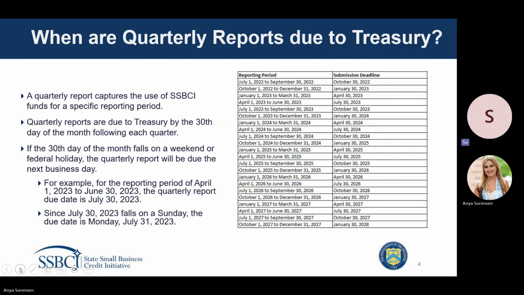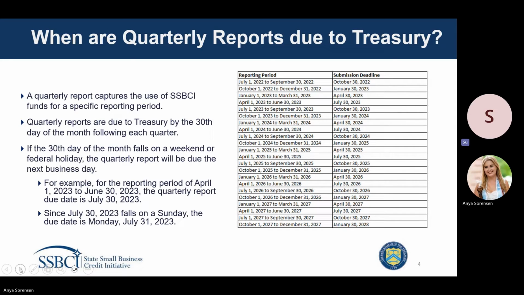Quarterly reports must be submitted to Treasury for the first full calendar quarter following the execution of a jurisdiction's allocation agreement and each quarter thereafter. The deadline to submit the quarterly report is 30 days after the end of the quarterly reporting period. If the 30th of the month falls on a weekend or federal holiday, the due date will be the next business day. For example, for the reporting period of April 1 to June 30th, 2023, the quarterly report due date is July 30th, 2023. Since July 30th, 2023 falls on a Sunday, the due date is Monday, July 31st of 2023.